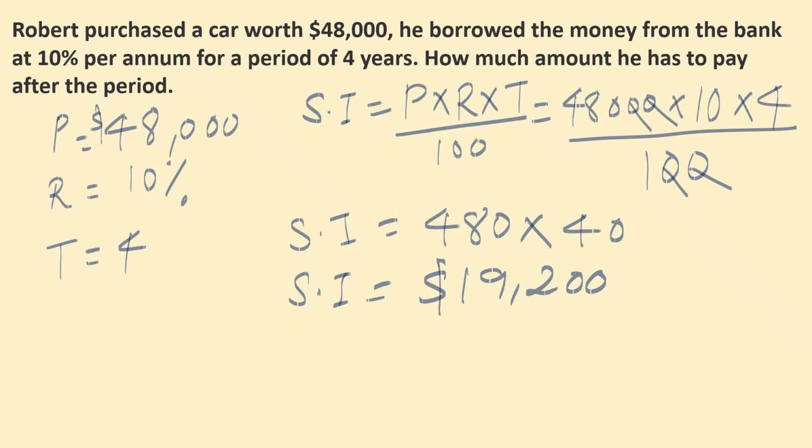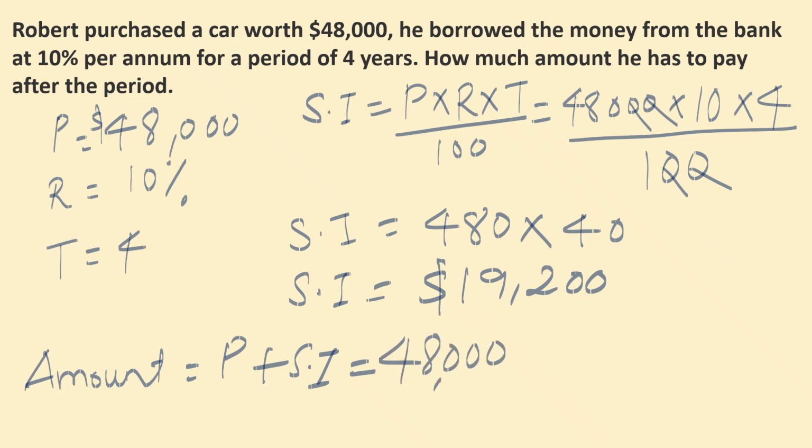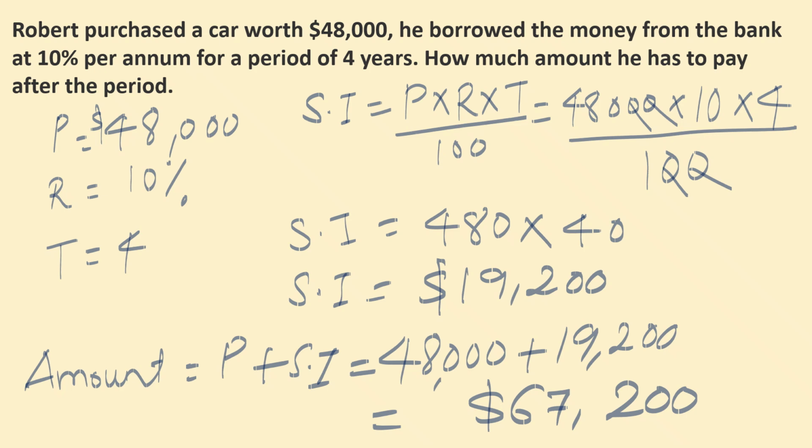Now we have to give the total amount. How can you find the total amount? Principal plus SI, that is interest. Principal is my 48,000, and my interest is 19,200. I will add both of them, and my answer will be $67,200. This will be my final answer. I hope you have understood this. Now let's see the next question.